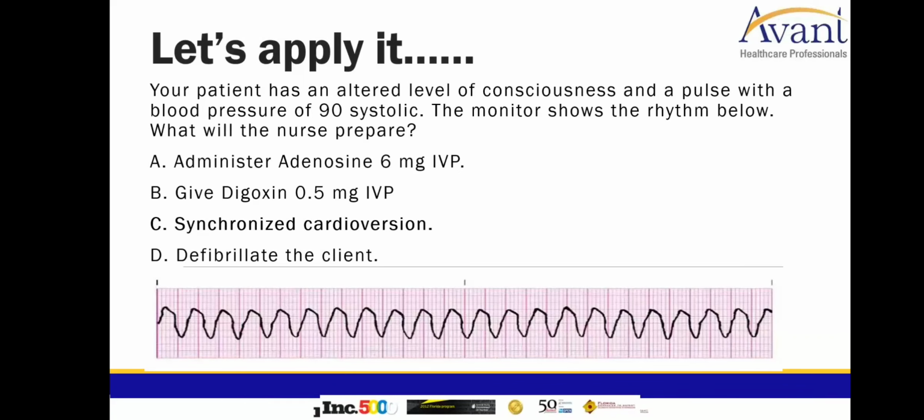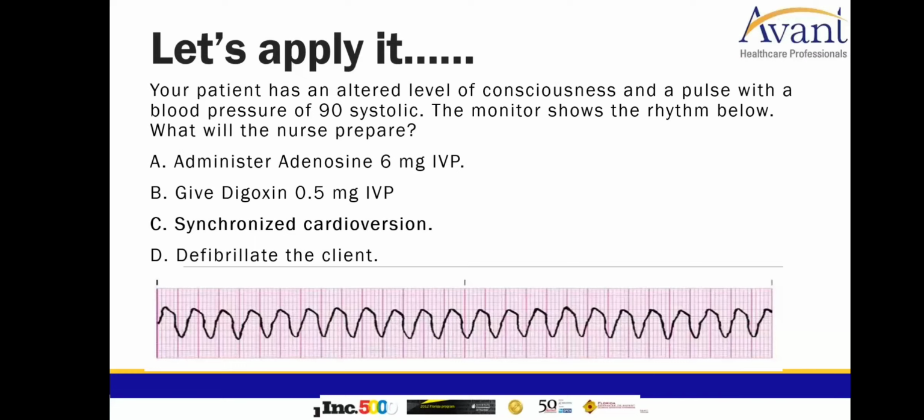All right. If you selected C, synchronized cardioversion, you are correct. This is a patient that's showing VTAC, but they are having symptoms. They're symptomatic. They have a low blood pressure and the altered level of consciousness. We don't have time to really medicate. We want to go ahead and immediately do synchronized cardioversion. We don't give adenosine for VTAC.